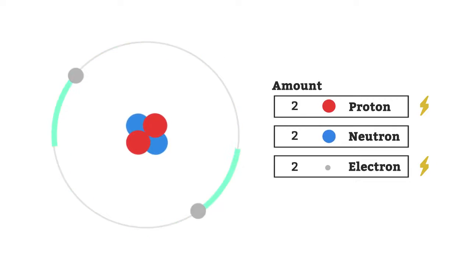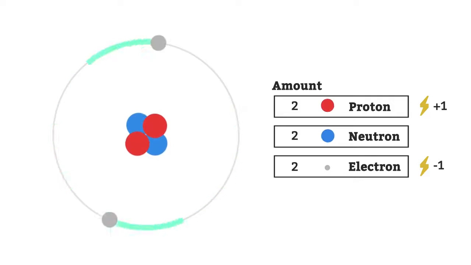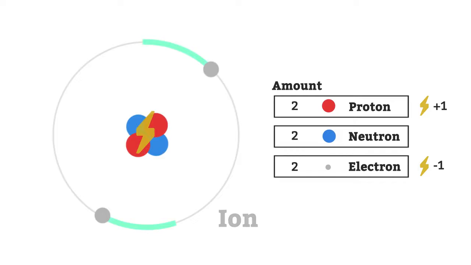Protons have a positive charge, +1, and electrons have a negative charge, -1. Because electrons are freely moving around the nucleus of an atom, they can be gained, lost, or shared with other atoms, providing the chemistry of the atom. Charged atoms are called ions.